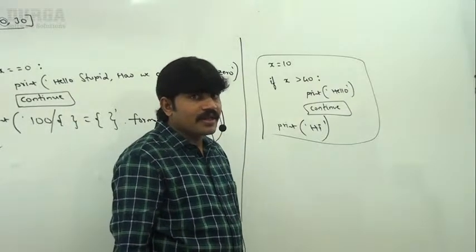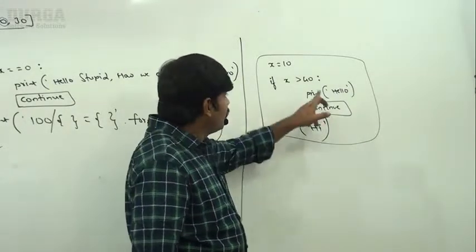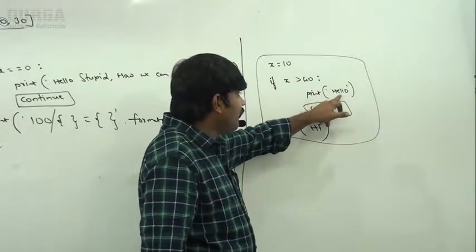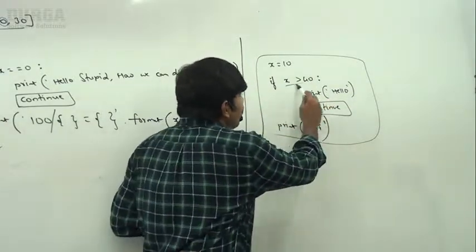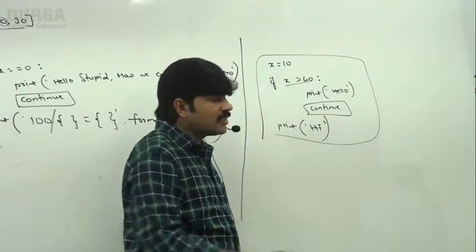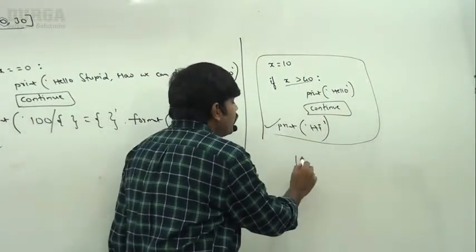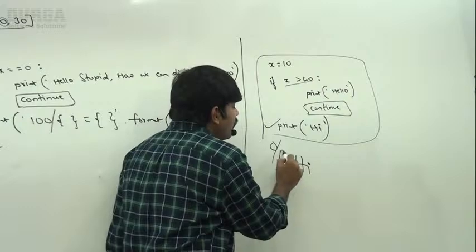Don't tell yet. Of course, here, if x is greater than 40, print hello, continue. That condition is not satisfied. If this condition is not satisfied, only this one is going to execute. That's why the output we are going to get is hi, sir.